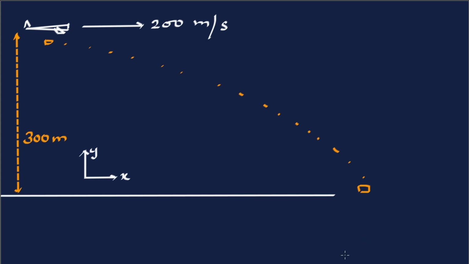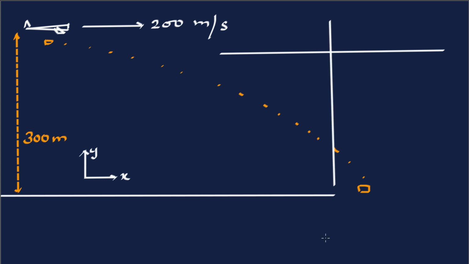As usual, we separate the motion in the x direction and the y direction like so. In the x direction, in the y direction. The initial velocity of the bomb in the x direction is the same as that of the plane, because when the bomb is released, it was at rest with respect to the plane, so it was moving with the same velocity as the plane. So this is also 200 meters per second. And since the plane was flying horizontally, uy is 0.